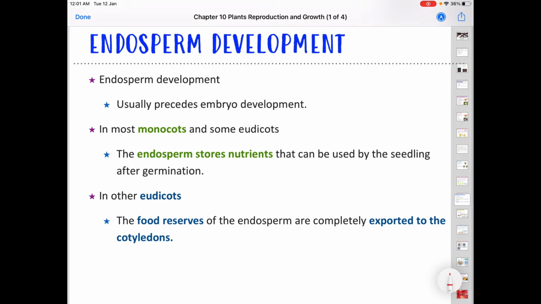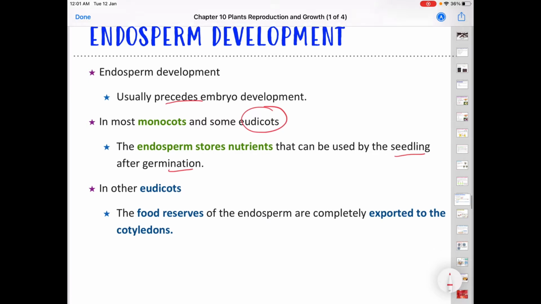Endosperm development usually precedes embryo development. Precede means come before. So the endosperm development happens first, later followed by the embryo development. In most monocots and some dicots, eudicots also known as dicots, the endosperm will store the nutrients that can be used by the seedling after germination. Meanwhile, for other dicots, the food reserve of the endosperm will be completely exported to the cotyledons.